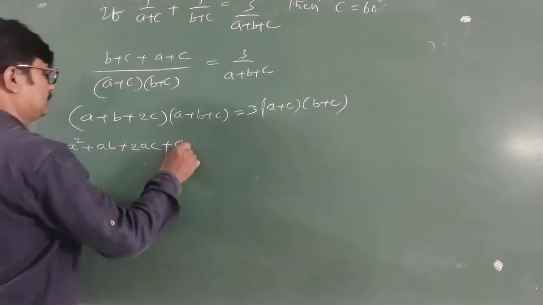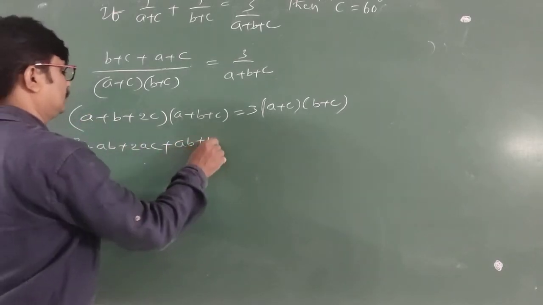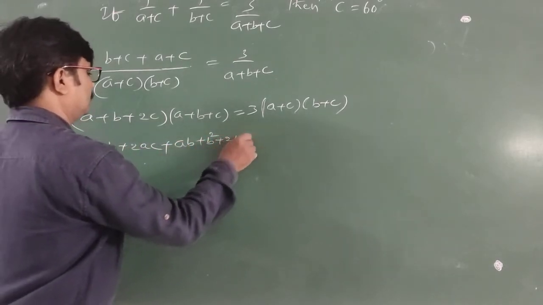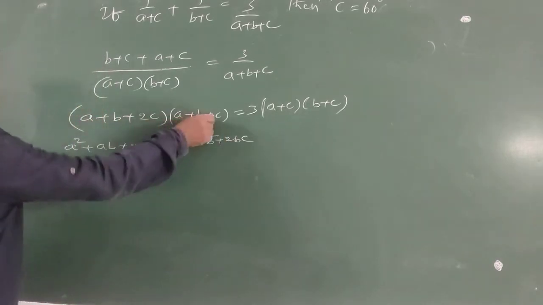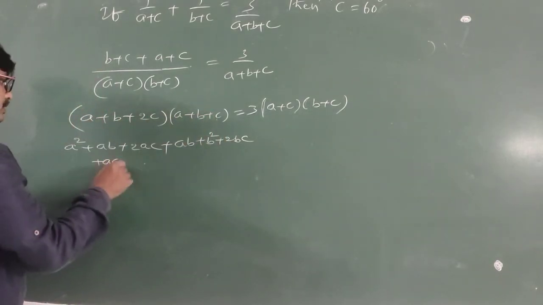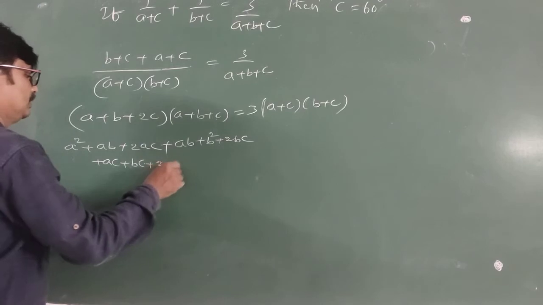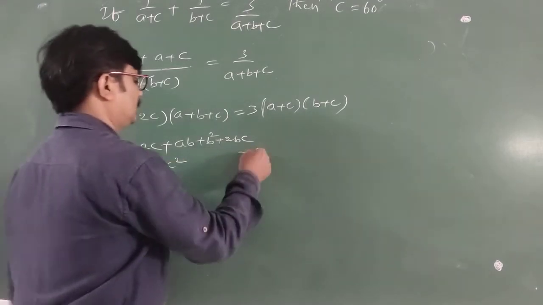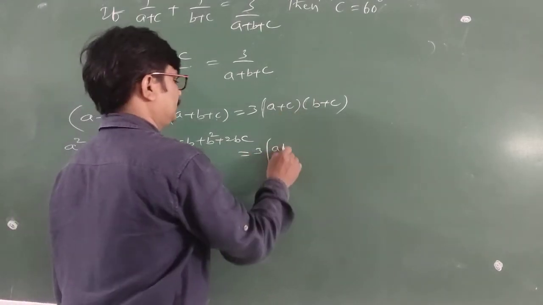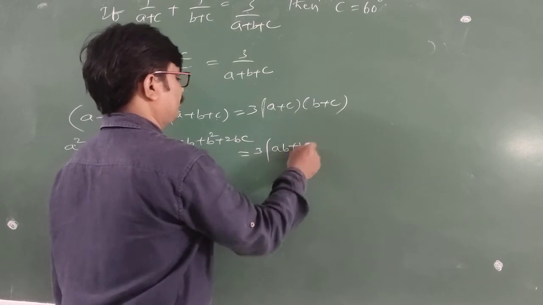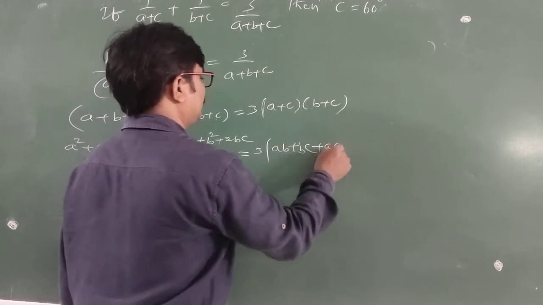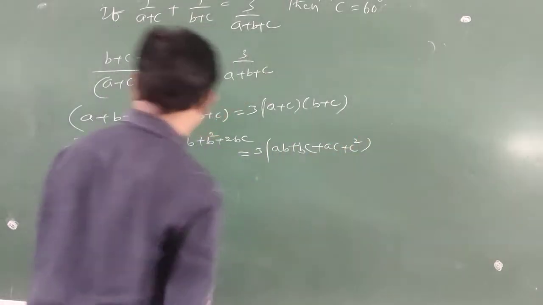Now this is ab, b square, 2bc. Now we have to multiply with c. This is ac, bc, 2c square. Now students, this is ab, after that bc, now this is ac plus c square.